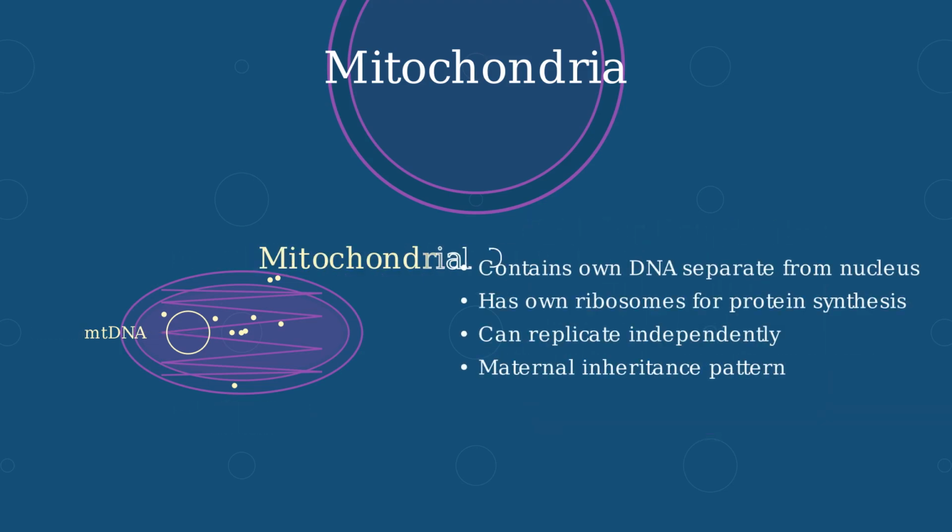What makes mitochondria truly unique is that they contain their own DNA, known as mitochondrial DNA or mtDNA. They also have their own ribosomes and can replicate independently of cell division. This independent DNA allows mitochondria to replicate on their own schedule, which is thought to be evidence of their evolutionary origin as once independent organisms.